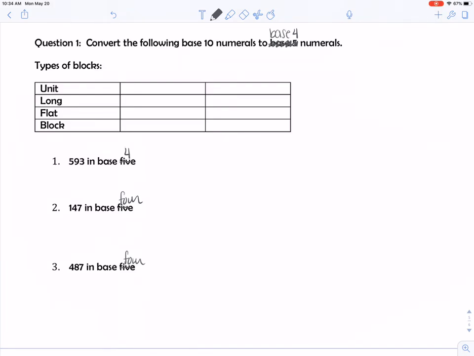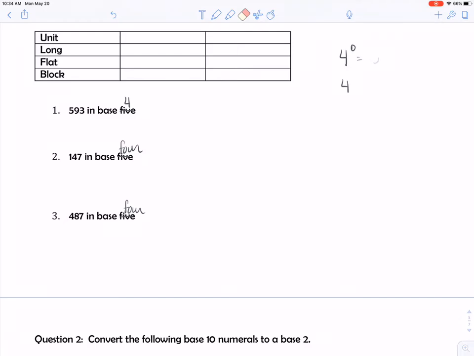So base 4 just means that I'm counting in 4 exponents. So 4 to the 0, which is 1, 4 to the 1, which is 4, 4 squared, 16, 4 to the 3rd, 64, 4 to the 4th, which gives me 256, and we'll stop there for now.